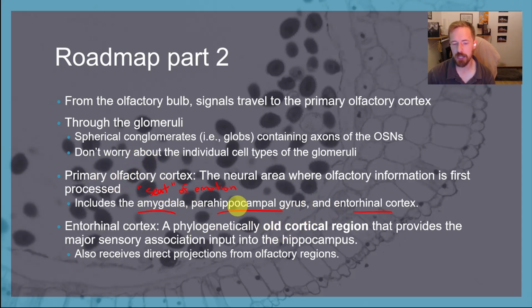The parahippocampal gyrus is going to be used in memory. It's related to the hippocampus. And then we have the entorhinal cortex.